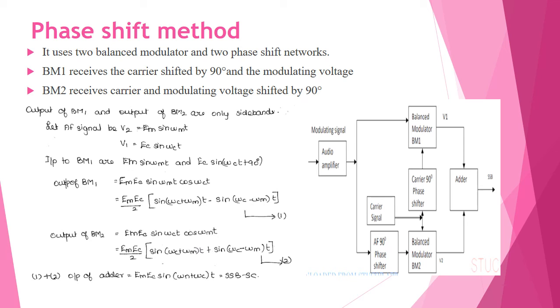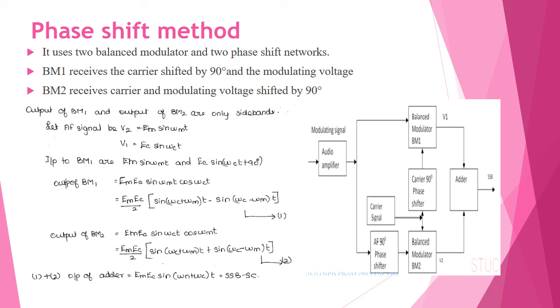So the outputs of BM1 and BM2 are only sidebands. So let the AF signal be V2 equal to Em sin omega m t, and V1 is Ec sin omega c t. So the inputs to the BM1 are Em sin omega m t and Ec sin omega c t plus 90 degrees. Okay, because it is phase shifted by 90 degrees. So next, the output of BM1 is Em Ec sin omega m t into cos omega c t. So the total is Em Ec by 2 into sin (omega c plus omega m) t minus sin (omega c minus omega m) t. It is denoted as the first equation.